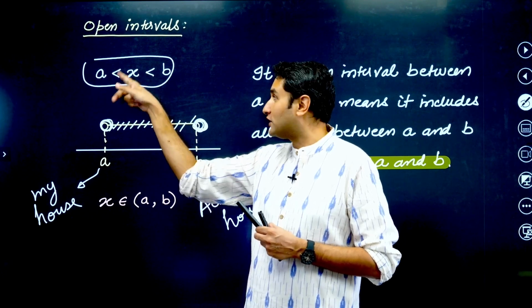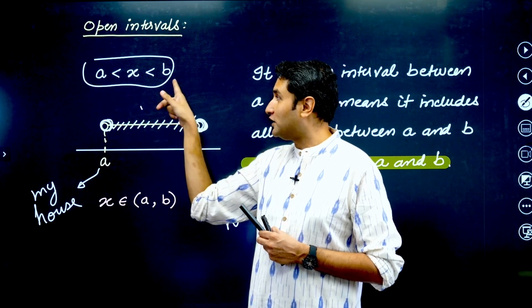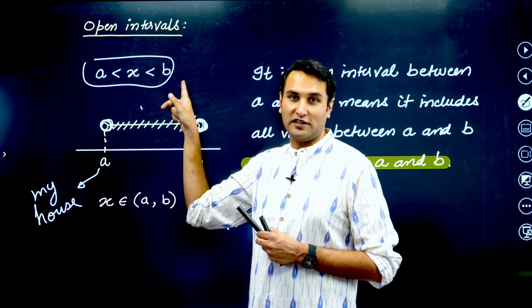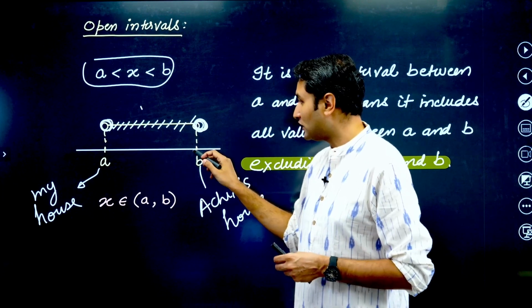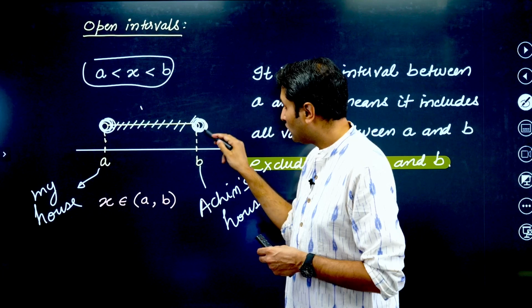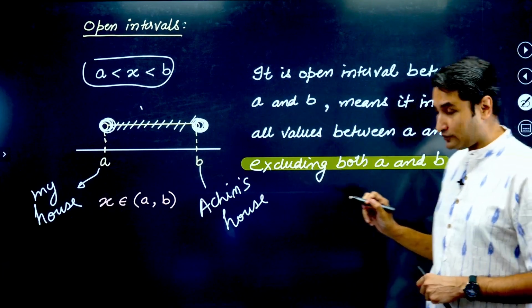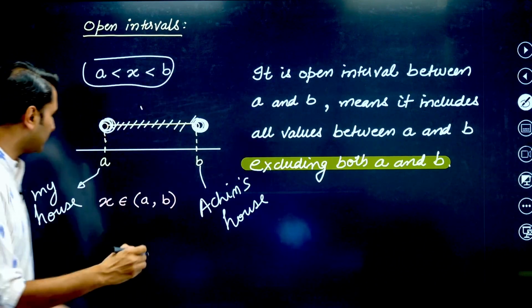X belongs to, or the 20 rupee note belongs to somewhere between A and B, greater than A or less than B, right? So this is the representation on a number line. From A to B, keep open on both. Open, open. And in the form of notation, how do we represent that?